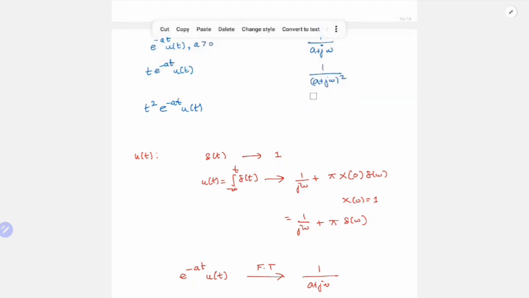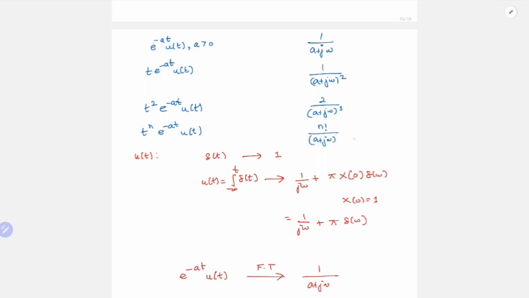So for t square e power minus at u of t, it is 2 by (a plus j omega) whole cube. So for t power n e power minus at u of t, what do you think it will be? So it will be n factorial by (a plus j omega) whole power n plus 1.